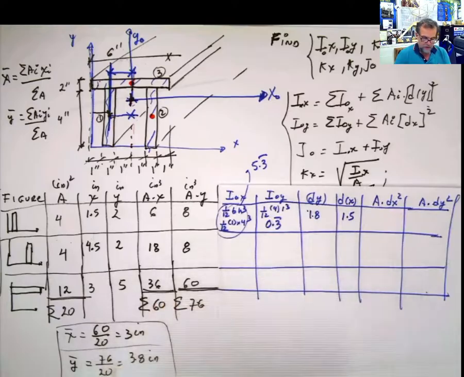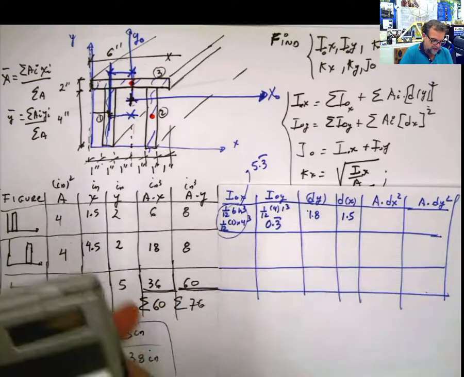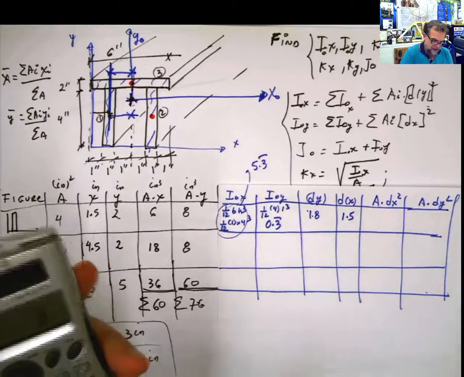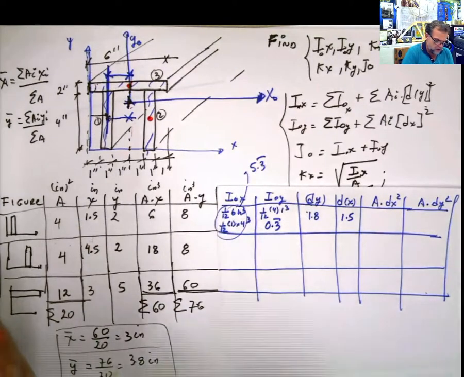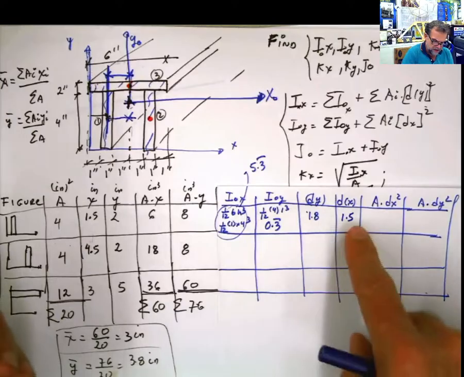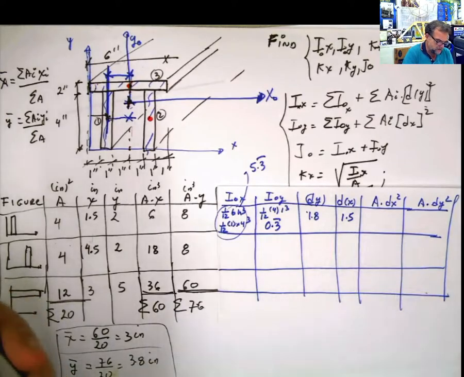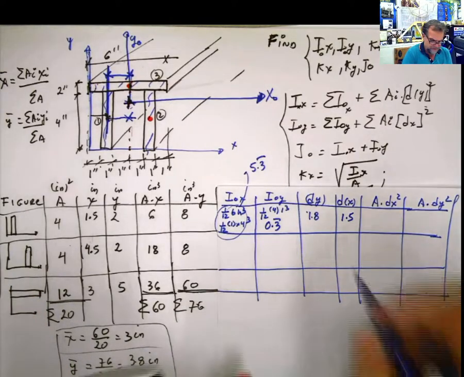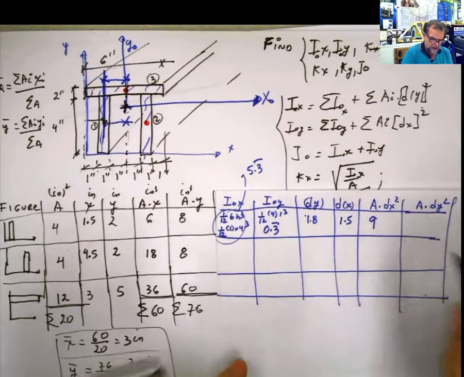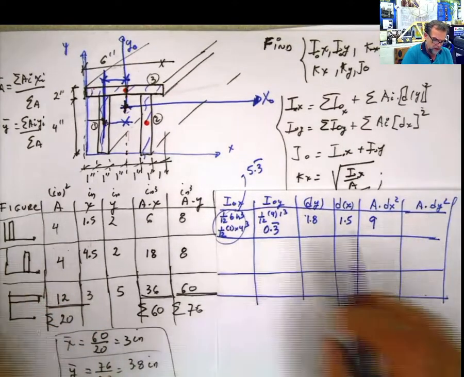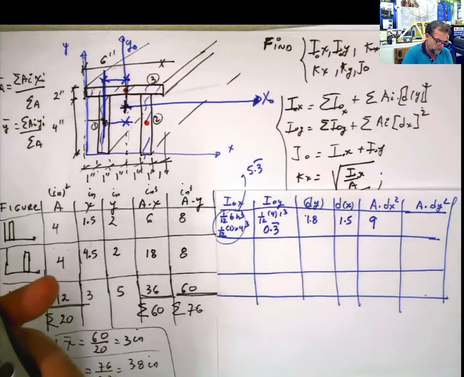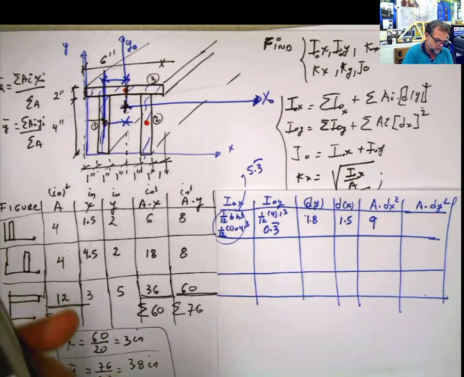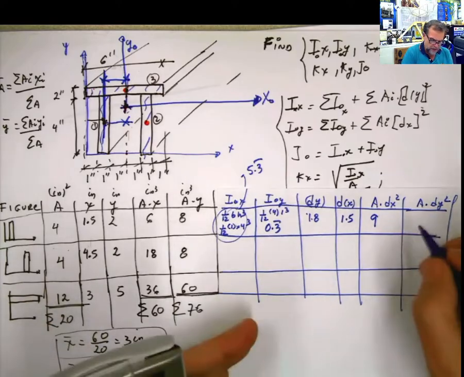Now the only thing we have to do is multiply A times dx squared. The area is 4, we have it from before, times dx squared, which is 2.25, that's 9. And A times dy squared is 4 times 1.8 squared, that is 12.96.